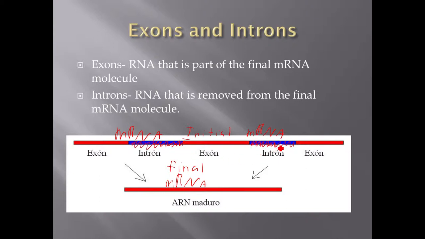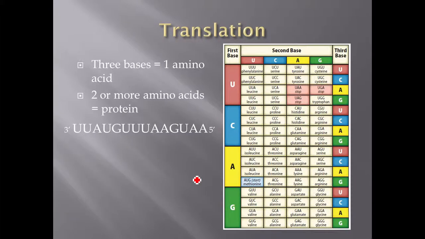So, once you've created your mRNA, the very next thing that happens is that the exons and the introns are separated from each other, and we create a final mRNA molecule that's made of just exons. Now, once you have that, what's next? Well, the next part is we call translation. Translation takes this code of mRNA and turns it into a protein.